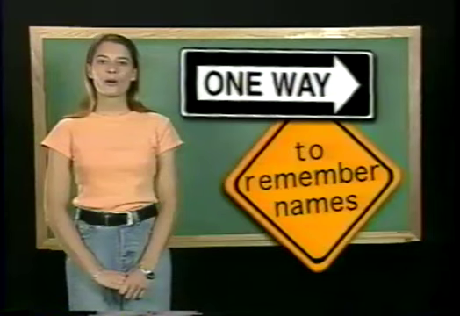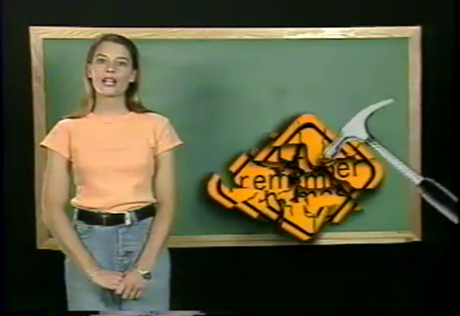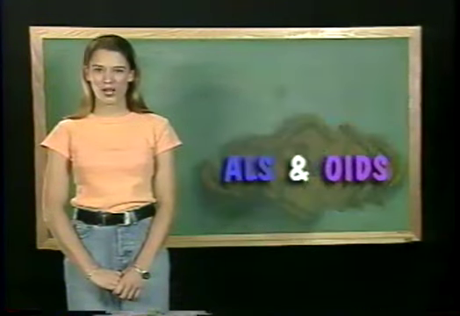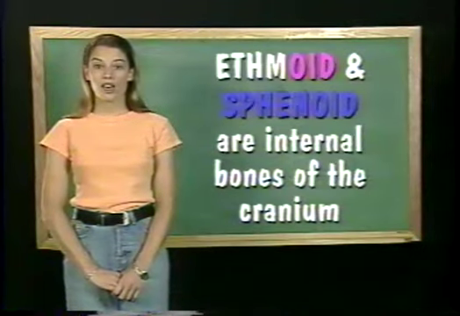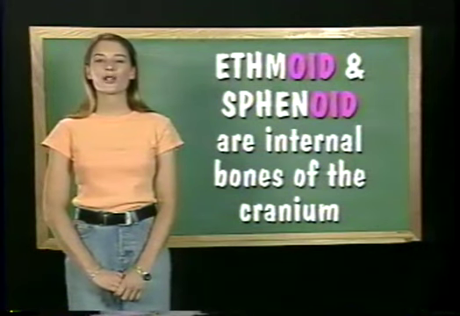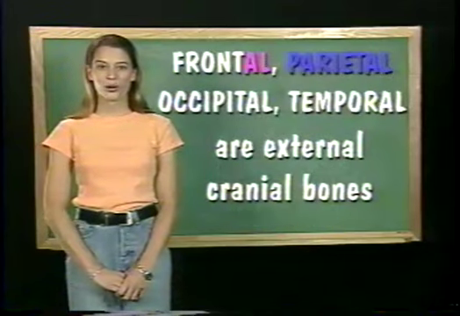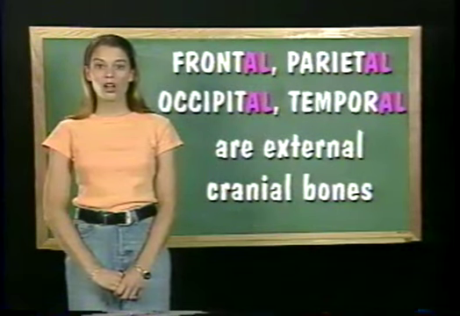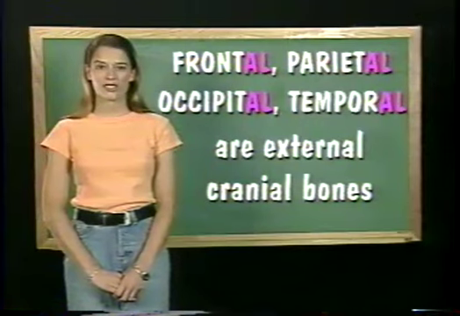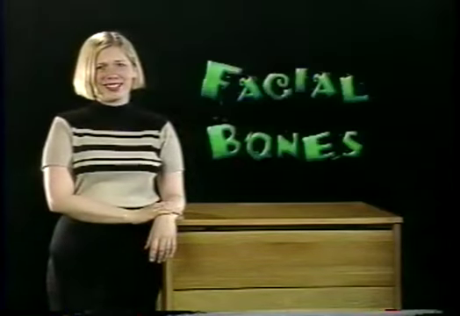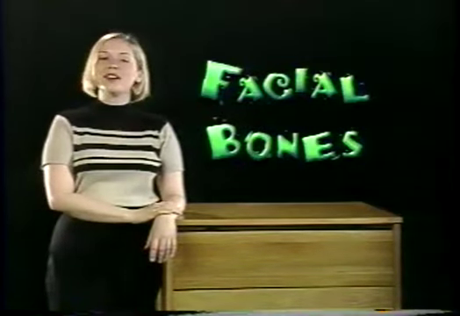One way to help remember the names of these bones is by breaking them up into ols and oids. The oid bones, ethmoid and sphenoid, are internal bones of the cranium. The ol bones, frontal, parietal, occipital, temporal, are all external cranial bones. Get it? Yeah, time for nakedness. Woo! Sorry, nakedness will have to wait until we finish talking about facial bones.